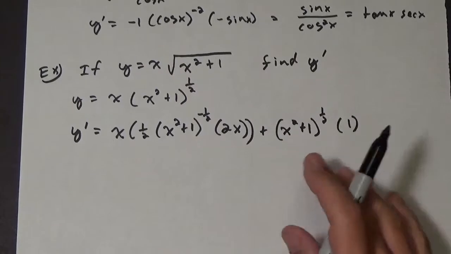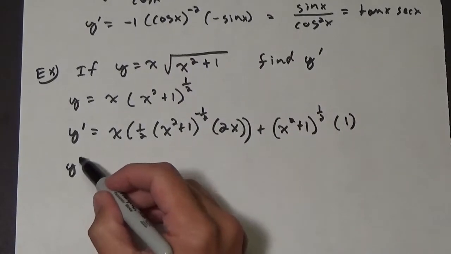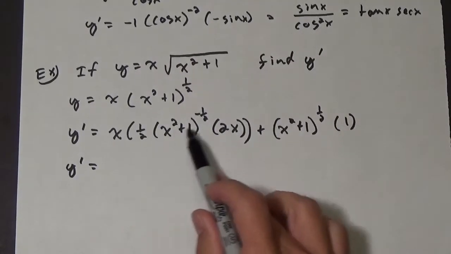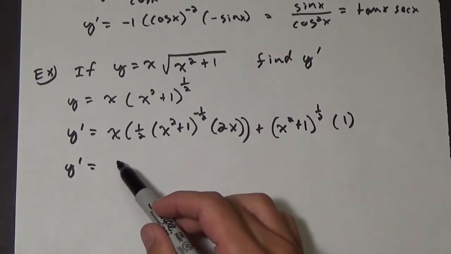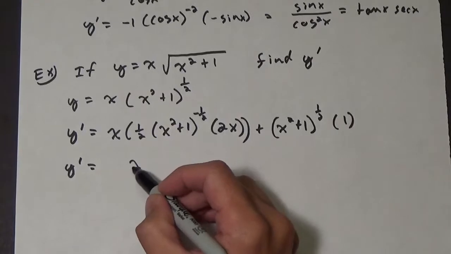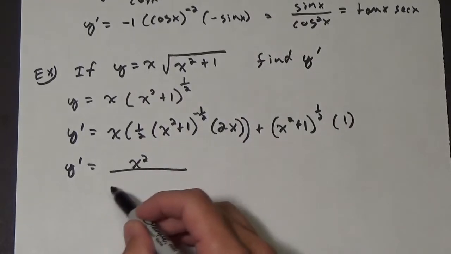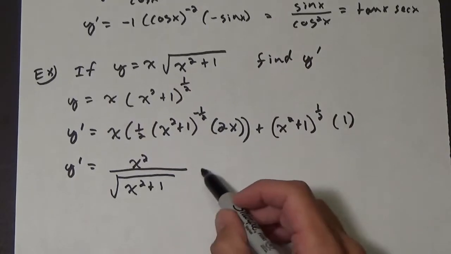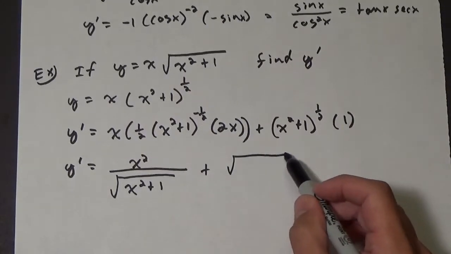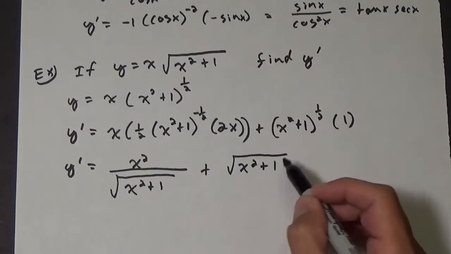Okay, now we need to clean this up. So let's see here, we get y prime. These 2's cancel each other out, and so we end up with x squared all over the square root of x squared plus 1, plus the square root of x squared plus 1.